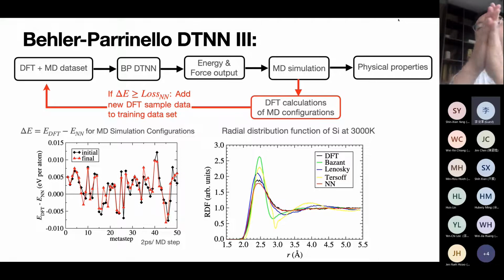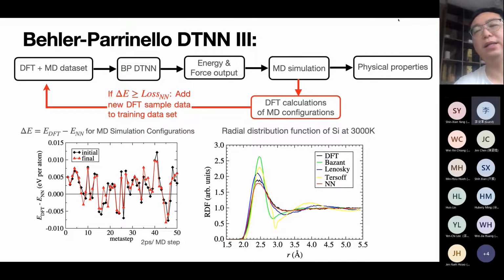No. So for each particular atomic configuration, there is a correct energy and force label from DFT, and what the deep tensor neural network does is, the DTNN is supposed to approximate or simulate the DFT result based on some atomic inputs, and then it will give a prediction of the energy and force that is supposed to be close to the DFT result.